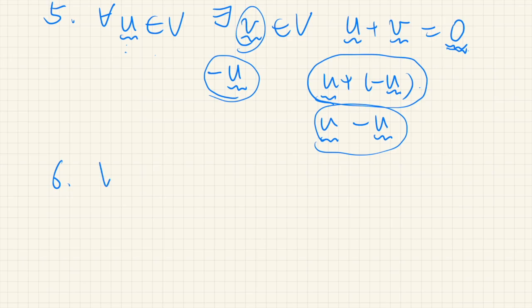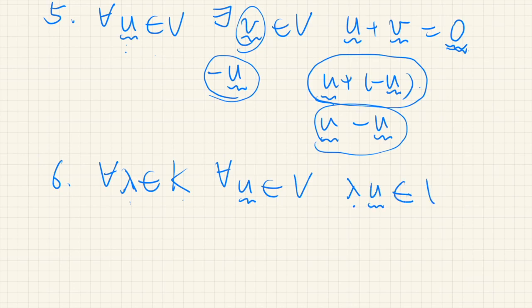And for any scalar that is an element of K, K is a field, let's say it's lambda, and for all elements u in the vector space, we have the scalar multiplication lambda times u is also an element of V, the vector space. So again, this is a closure condition, but this time it's for scalar multiplication. So the vector space is closed under scalar multiplication.